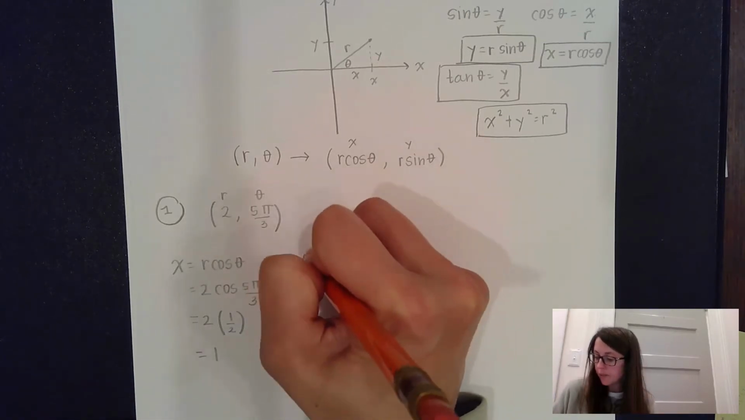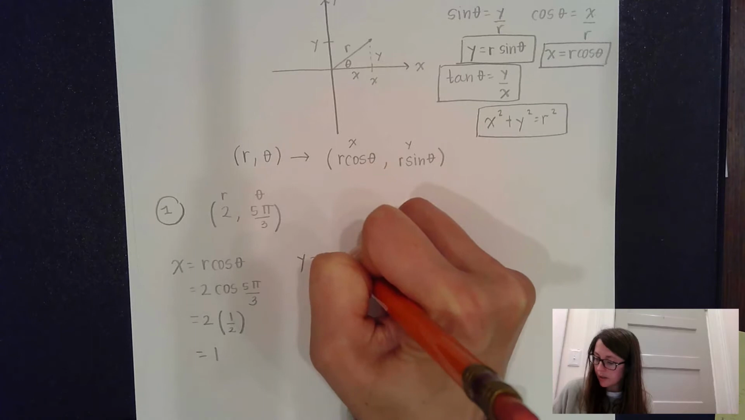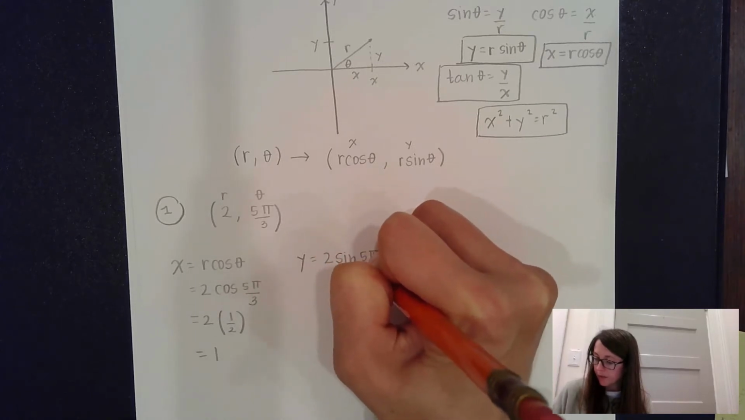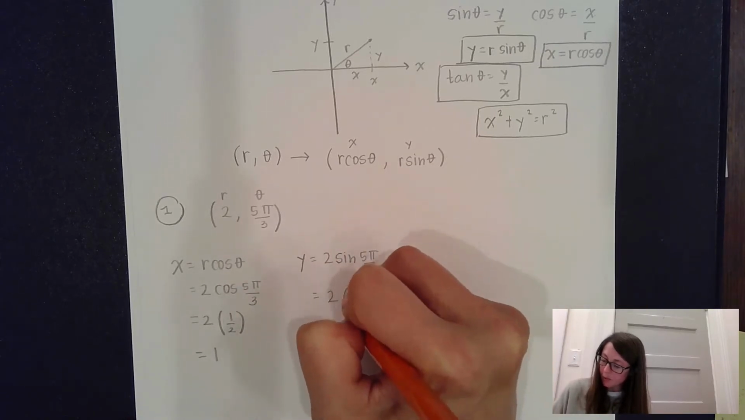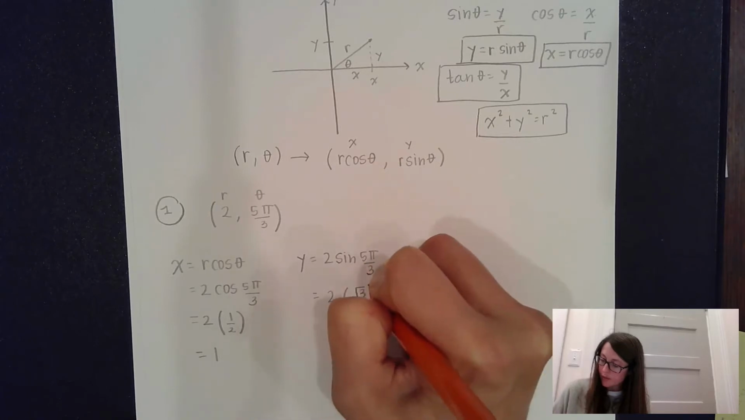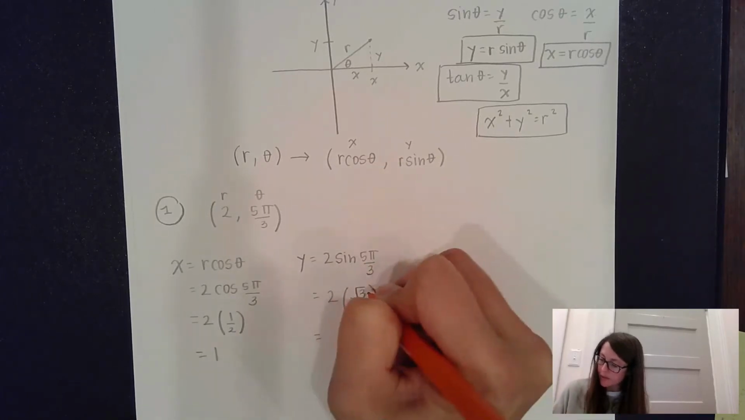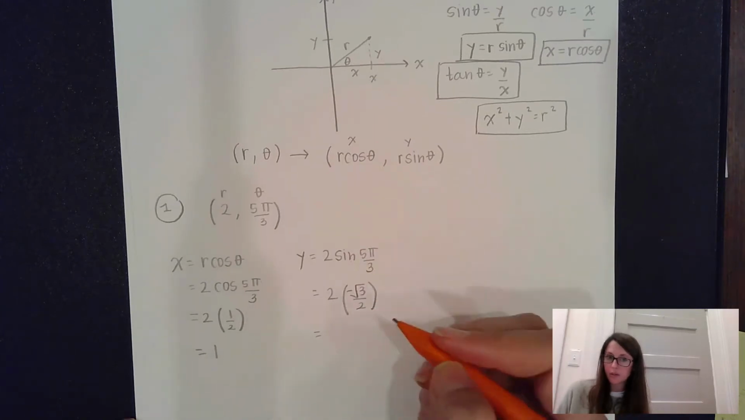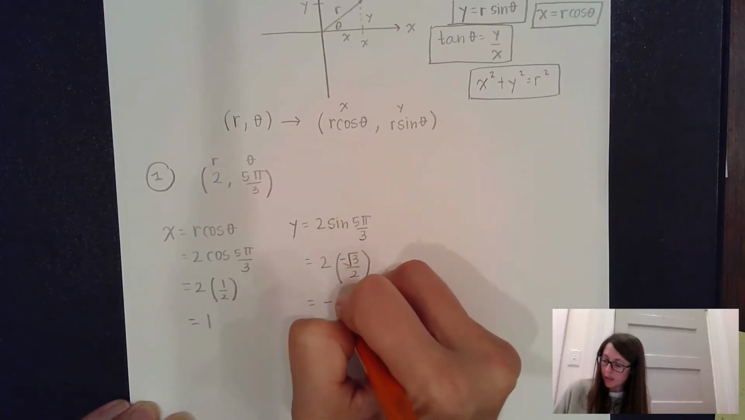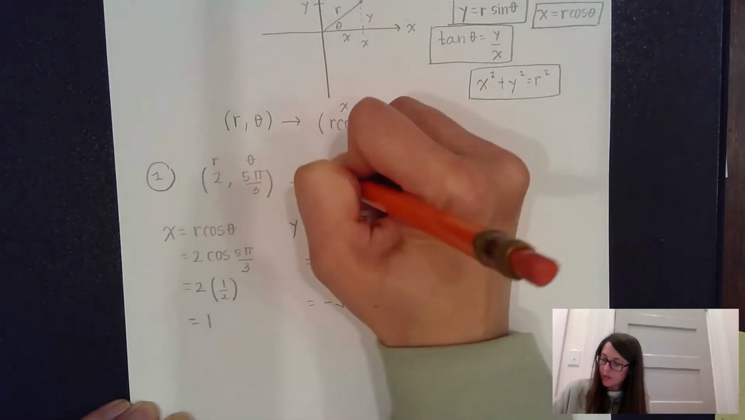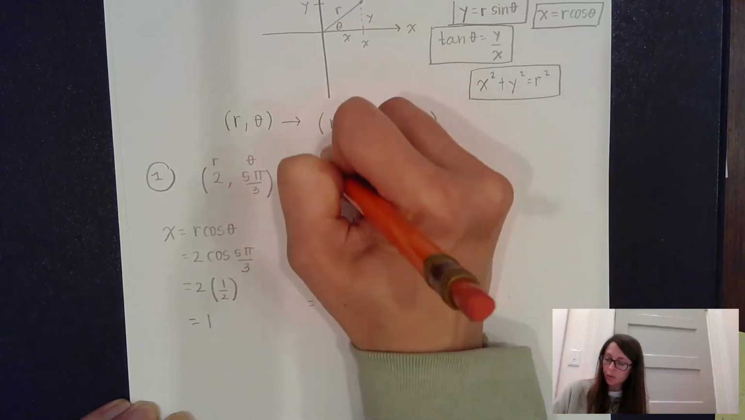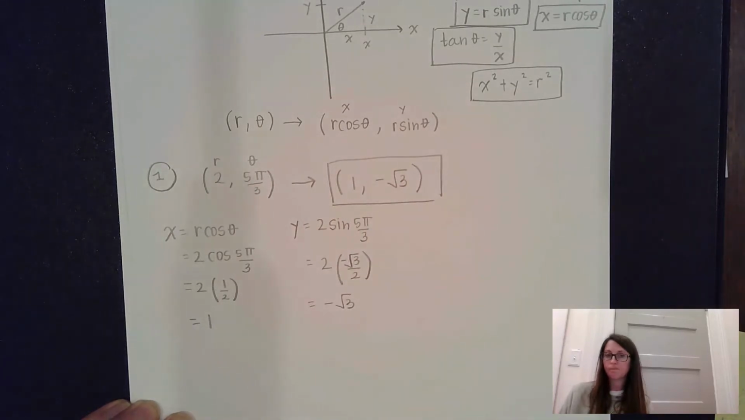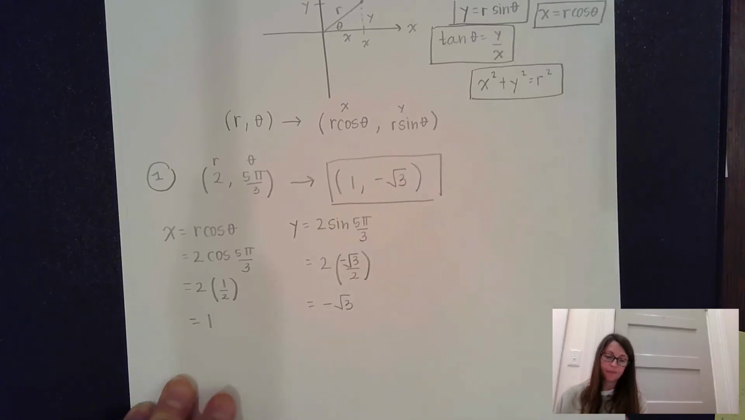To find the y value, I'm going to say 2 times sine of 5 pi over 3. So sine of 5 pi over 3 is going to be square root of 3 over 2. So my y value here is going to, oh, I think that's a negative, I'm sorry. So it'll be a negative square root of 3 over 2. So this is going to be a negative square root of 3. So the coordinate is going to be 1 comma negative square root of 3.